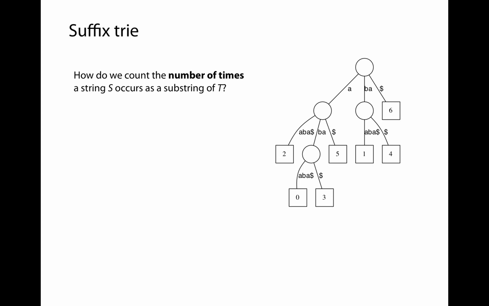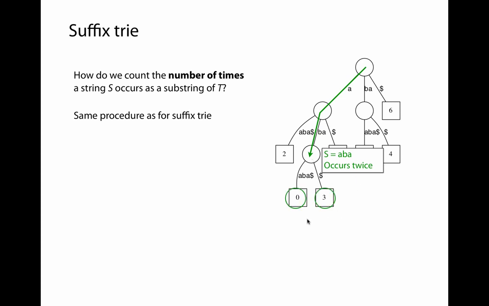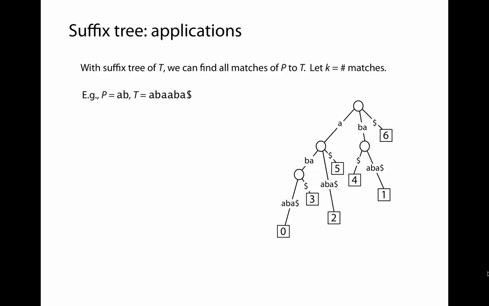How do we count the number of times the string S occurs as a substring in T? Same procedure. So say the string we want to count is just the string ABA. Again, we walk down from the root, ABA. And then just like we did before, we figure out how many leaf nodes are in the subtree rooted at the node that my walk ended in. So we'll find these two. So we can use either the suffix trie or the suffix tree to answer a question like this.